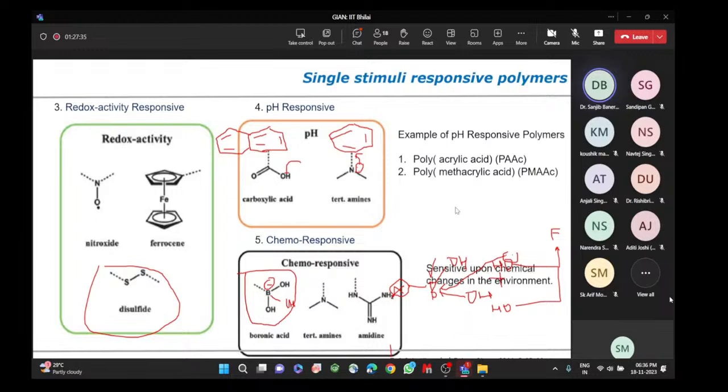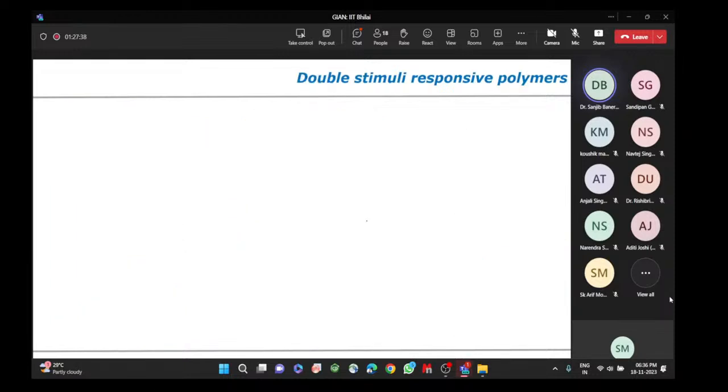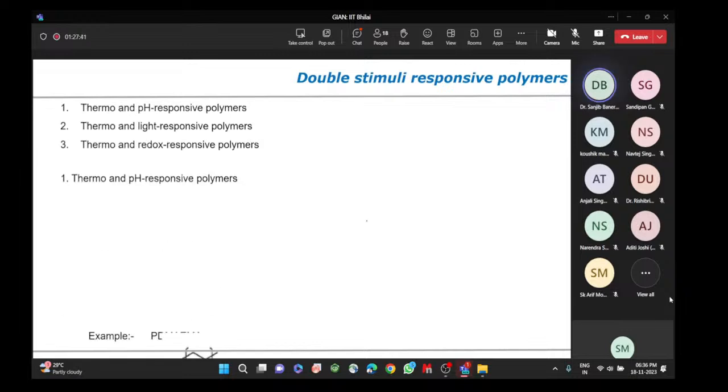So I'll go forward with one or two more examples. Let's consider the structure first. This is a very interesting molecule, PDMA. This molecule has an amine which can get protonated at low pH, so this part is pH responsive. Interestingly, it has a CH2 CH2 ethyl linkage, and this linkage can lead to van der Waals interaction. This is one of the unique cases where a single homopolymer is both pH and thermoresponsive.